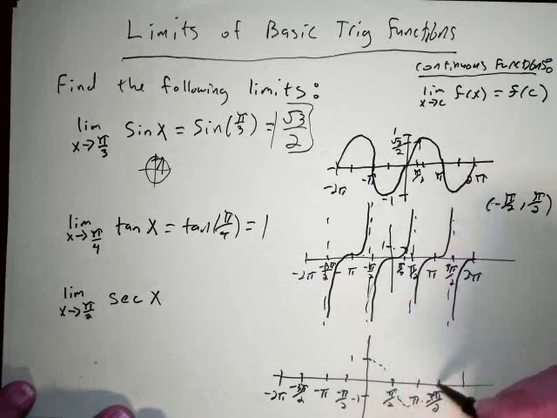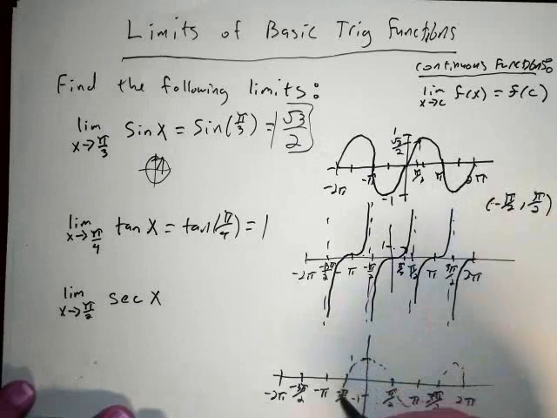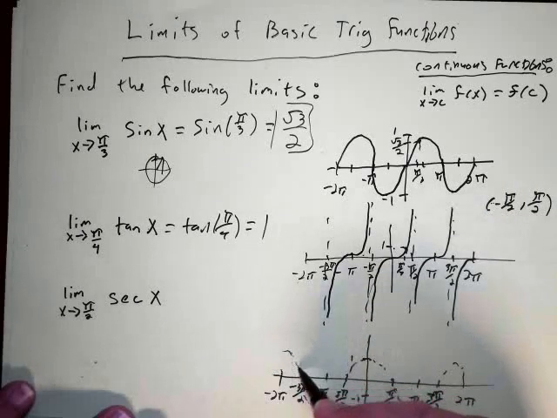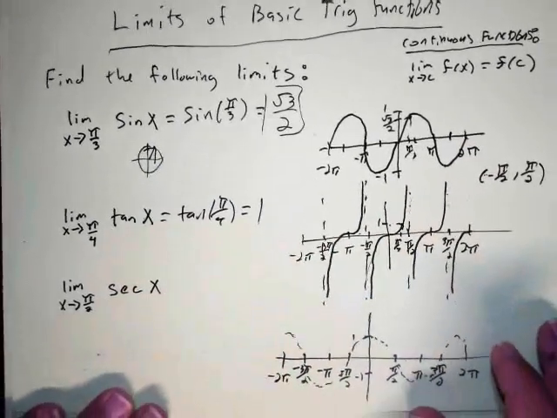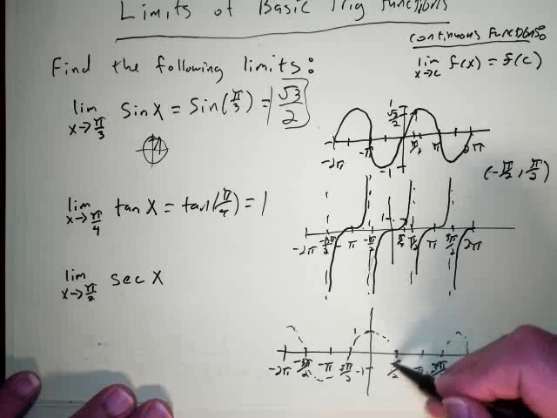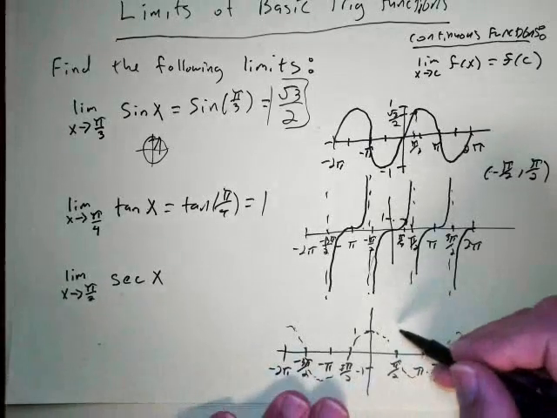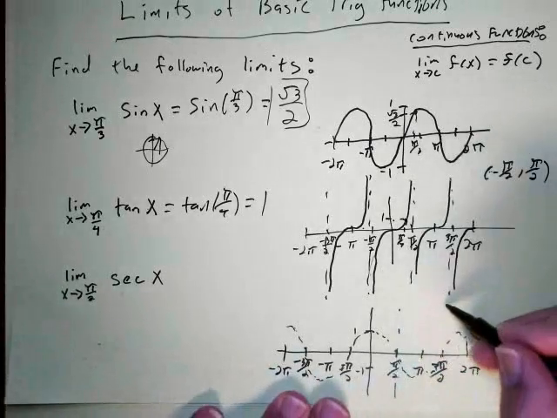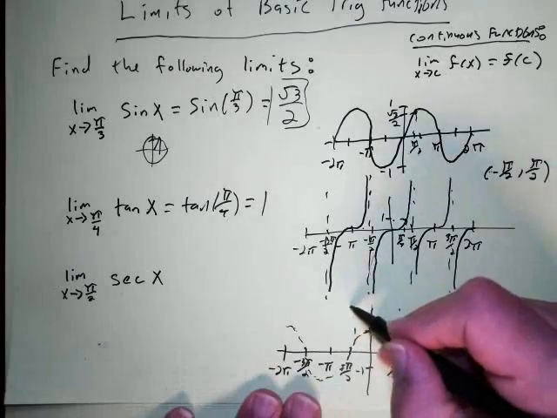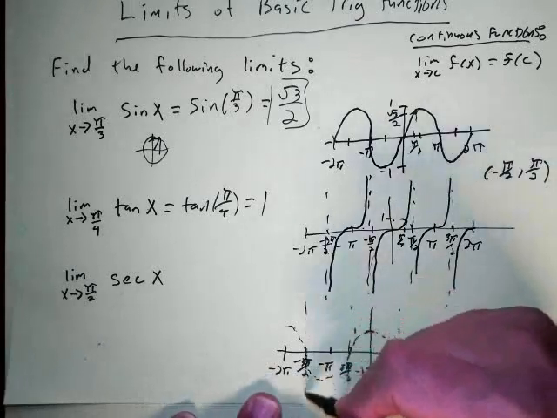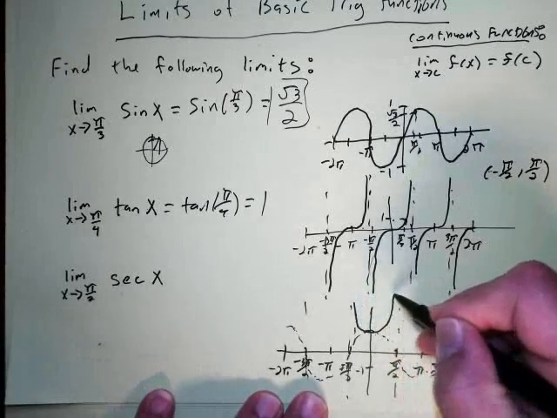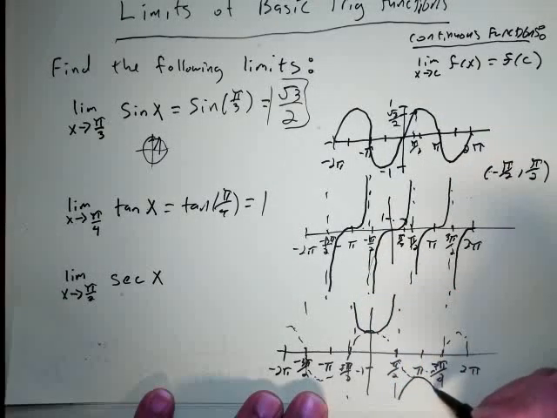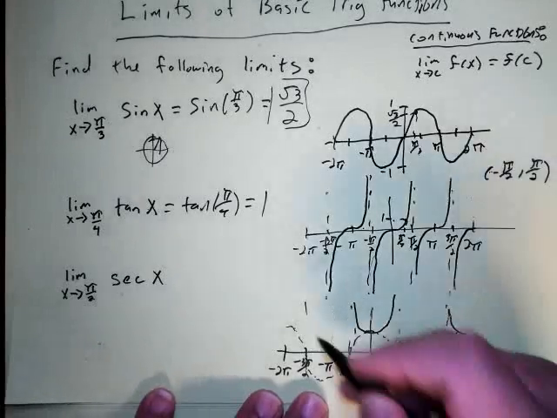This would be my cosine wave. And then the secant, remember, is 1 over cosine, so it'll have a vertical asymptote whenever the cosine crosses the axis. So you've got one here, and here, and here, and here. And then it'll go down and touch and go back up. This will go here, touch and go back up, like that.